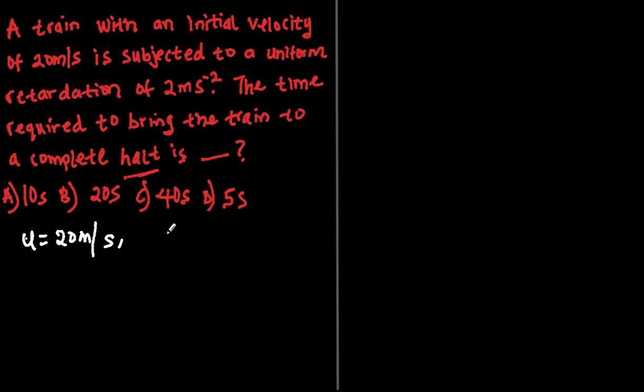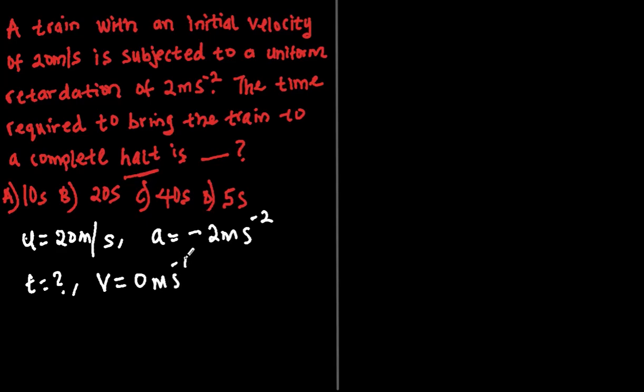What is the meaning of retardation? Retardation is just deceleration, and deceleration is a negative acceleration. So I'm going to write my a as negative 2 meters per second squared. The time required to bring the train to a complete halt: we are looking for time. Complete halt means that the object is coming to rest, stopping finally. So it means final velocity is going to equal 0 meters per second.